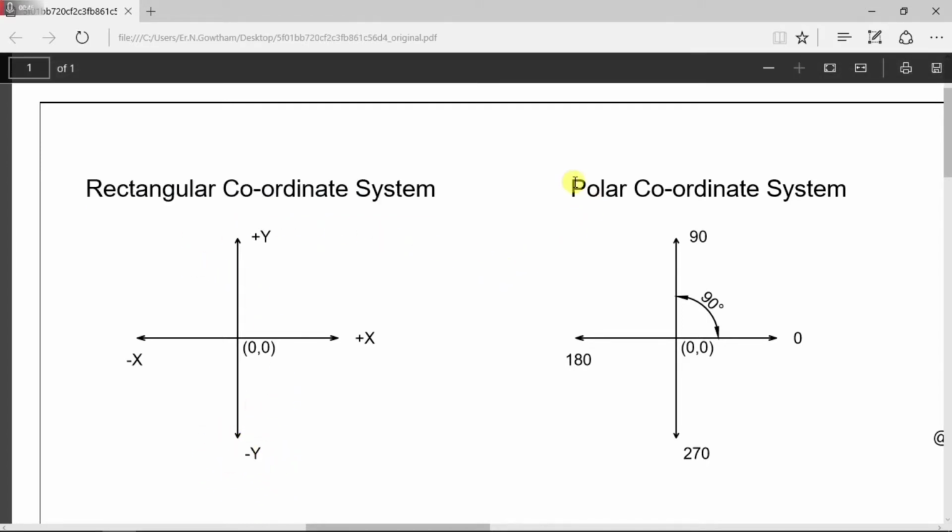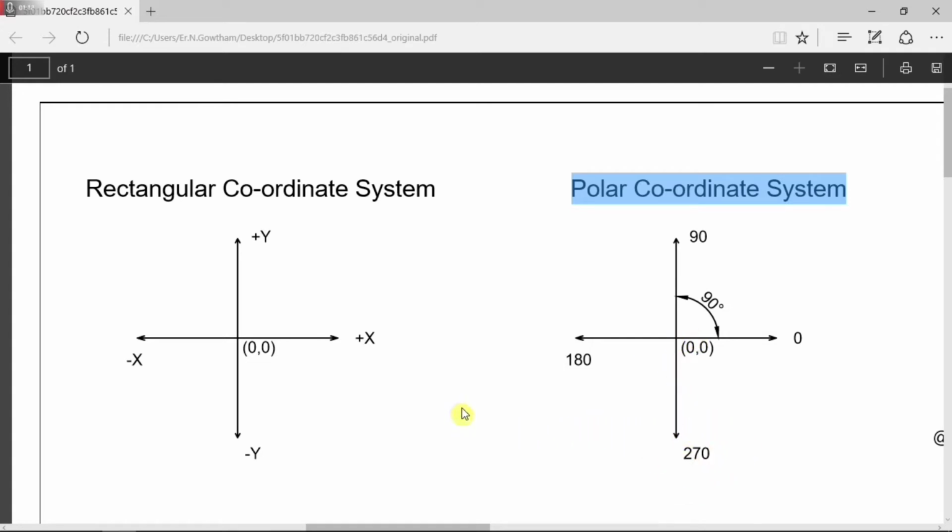Now let us see the polar coordinate system. The polar coordinate system represents angles. If you are moving in the positive x-axis, which means moving at angle 0 degree. If you are moving in the positive y-axis, it is 90 degree. Like that, if you are moving in the negative x-axis, it is 180 degree. And lastly, moving in the negative y-axis, it is 270 degree.